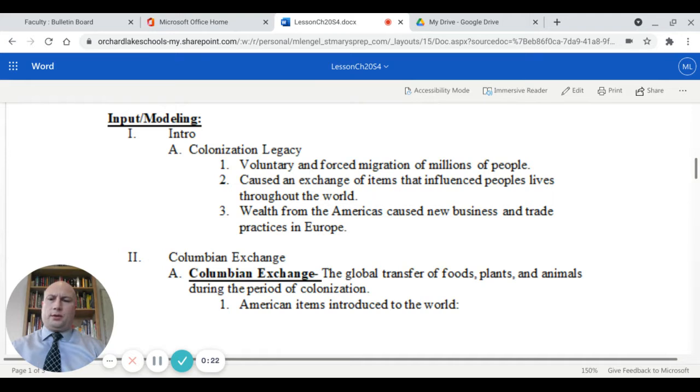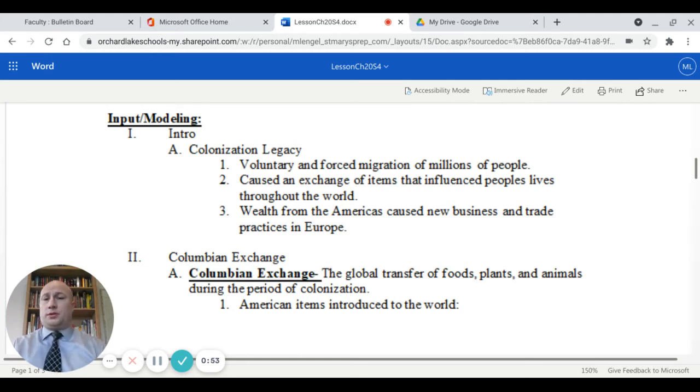a global scale, especially goods coming from the Americas to the other parts of the world like Europe, Asia, and Africa. And then the opposite, items coming from the world being introduced into the Americas. So we're going to talk about that legacy a little bit here first. One of the things you have to understand is that this was propagated by a voluntary migration, but also forced migration of millions of people. It caused an exchange of items that influenced the lives and cultures throughout the world.